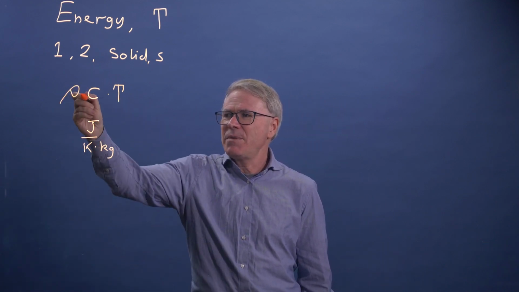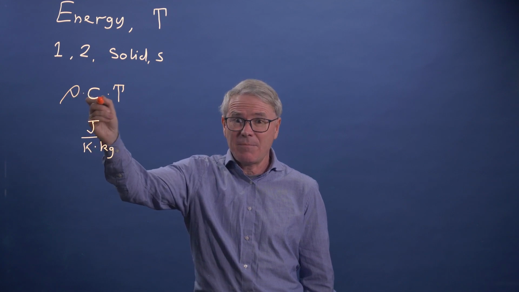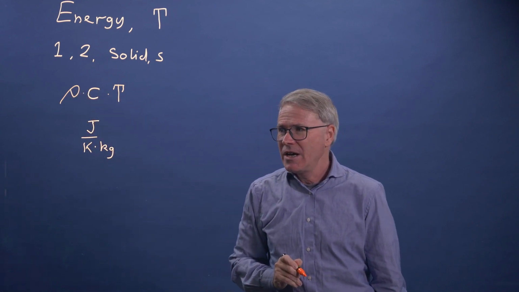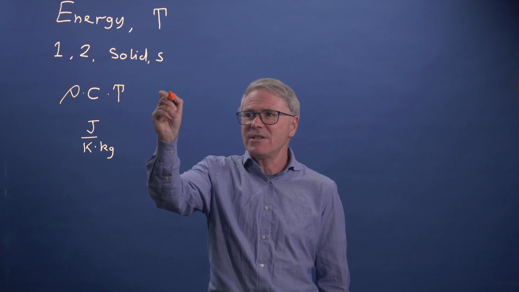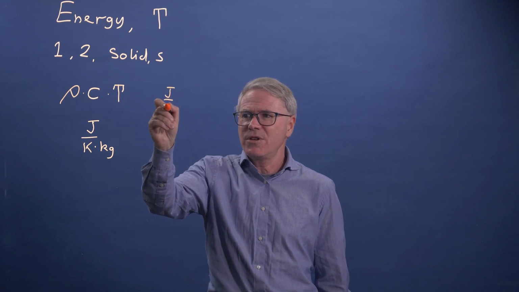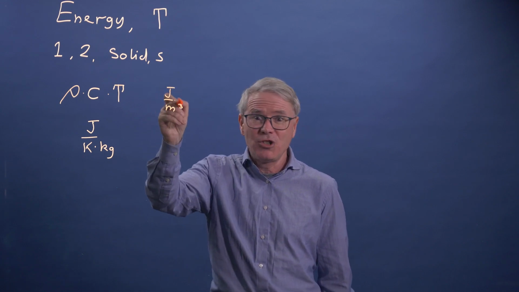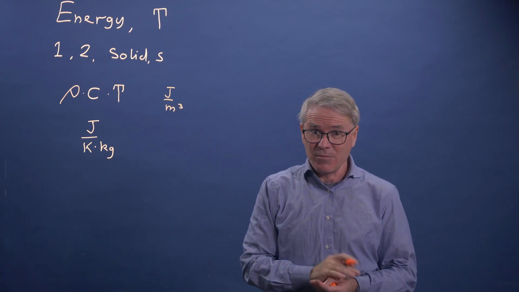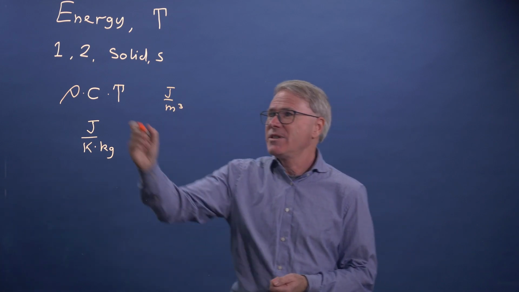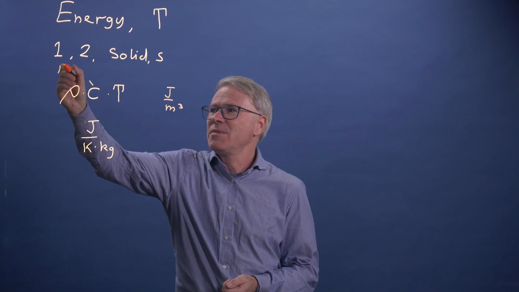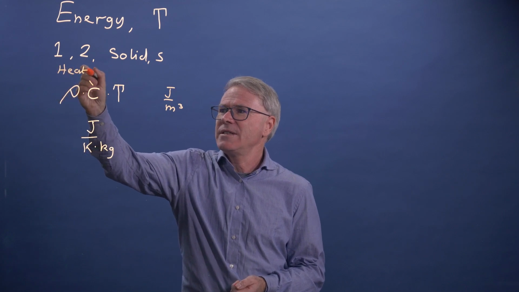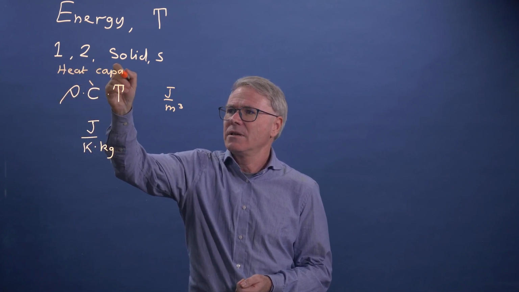So if I multiply density times heat capacity times temperature, I'm going to have something that has the units of joules per cubic meter. So that's energy per unit volume. That's what I want. So c here is going to be, it's a small c, the heat capacity.